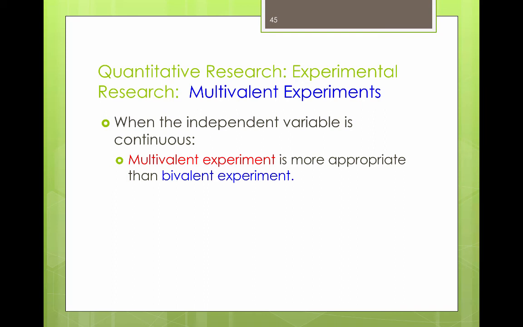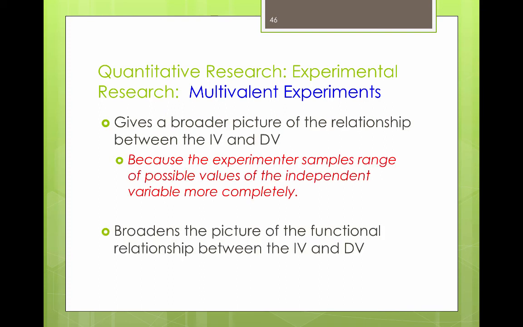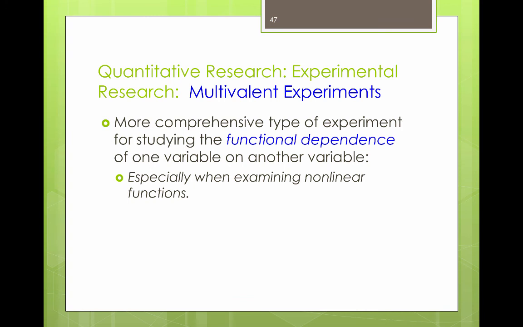So a bivalent experiment is most appropriate when you have 2 categories of one independent variable. The multivalent experiment gives a broader picture of the relationship between the independent variable and the dependent variable, because the experimenter samples a range of possible values of the independent variable more completely. It broadens the picture of the functional relationship between the independent variable and the dependent variable. It's more comprehensive than the other type of experiment for studying functional dependence.